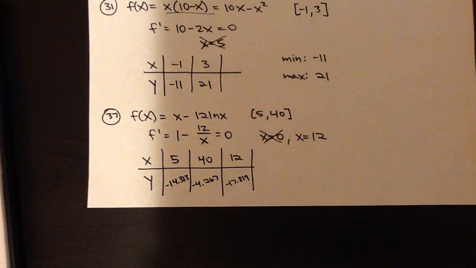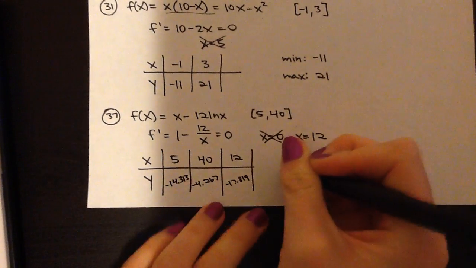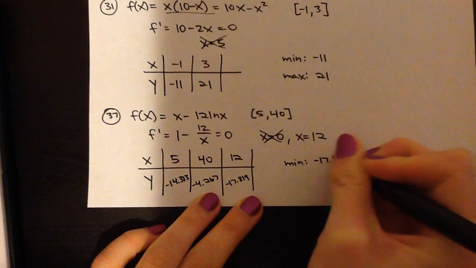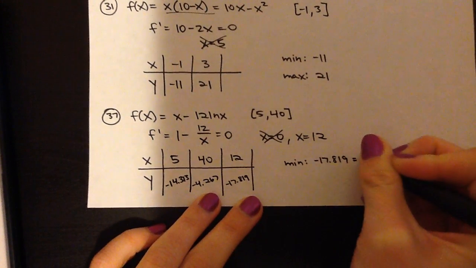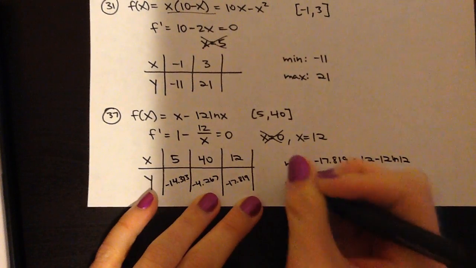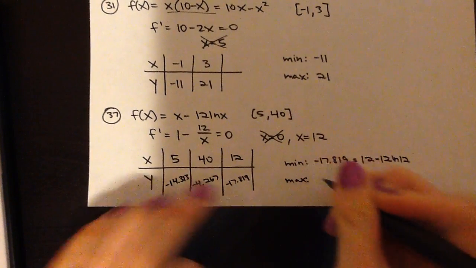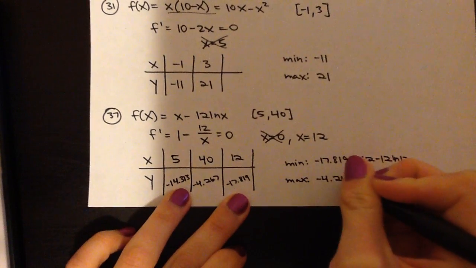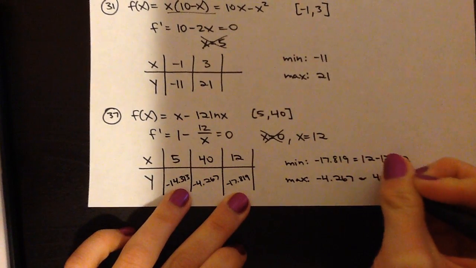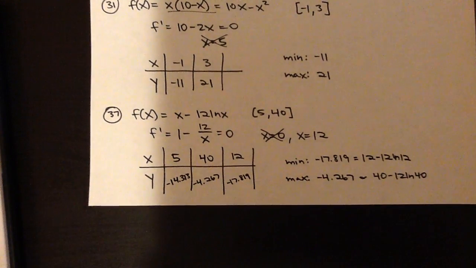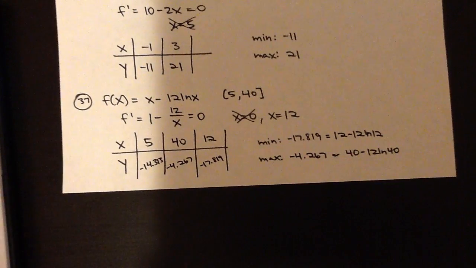So again, they ask you for the extreme values. So the minimum value would be the negative 17.819, aka 12 minus 12 times the natural log of 12. The maximum value is still a negative, but it's the largest one. That is about negative 4.267, or 40 minus 12 times the natural log of 40. Okay, we've got our exact values and our decimal approximations. So we've got that section down.